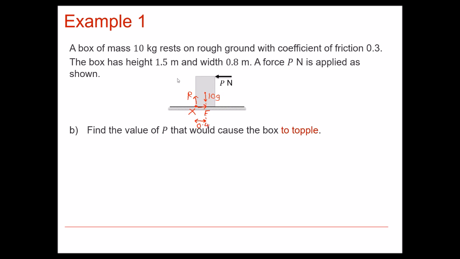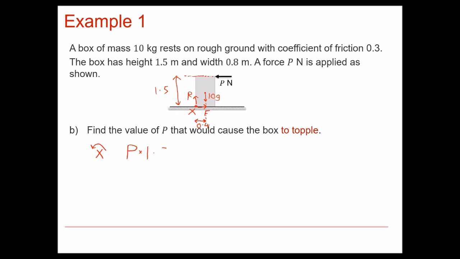Okay, and of course the other thing which is going to be important is going to be the perpendicular distance of this force here from that point. So if I think about that, that's perpendicular distance is the height of the box, which is 1.5. So let's take anti-clockwise moments about point X. We have P with a perpendicular distance of 1.5.